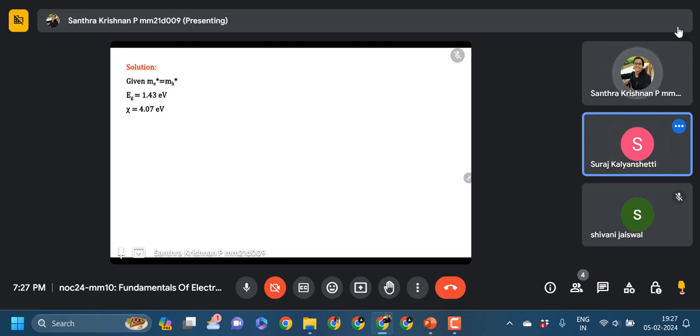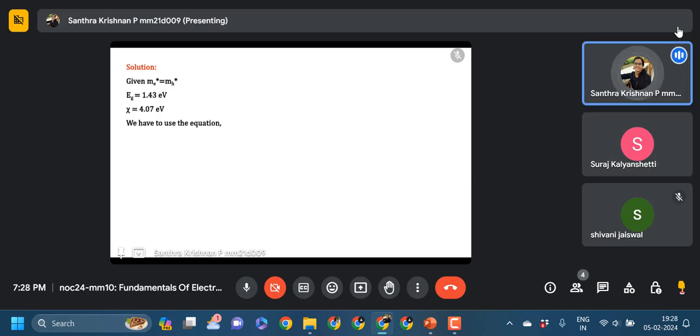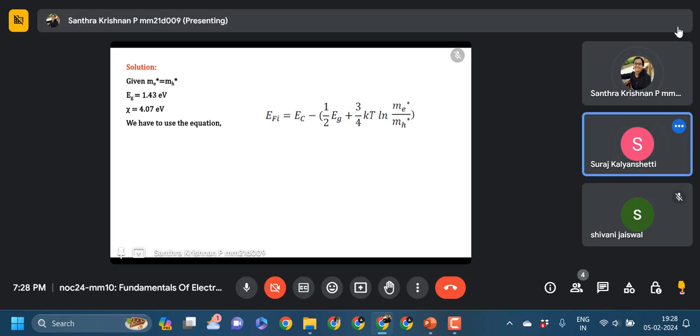So these are the things given to you and this is the equation you have to use. EG is given to you, ME and MH are equal. From that, if you rearrange, you can get EC minus EFI, that is from your conduction band edge to your Fermi level. Till then, can you solve and tell me what is your EC minus EFI?